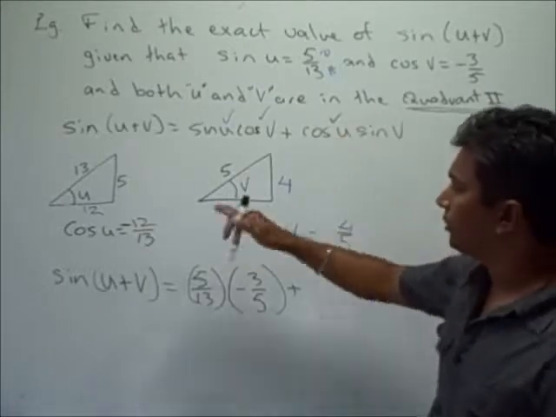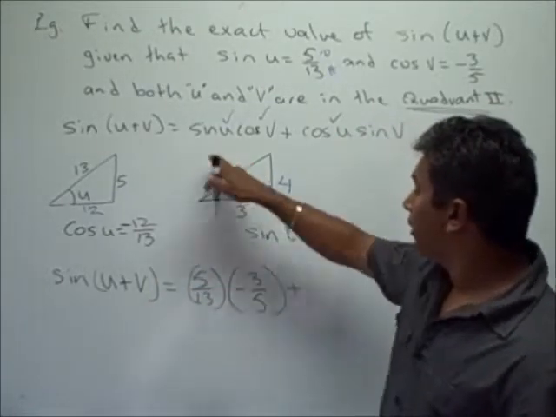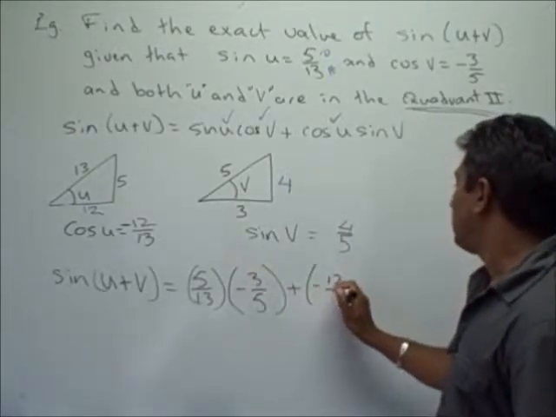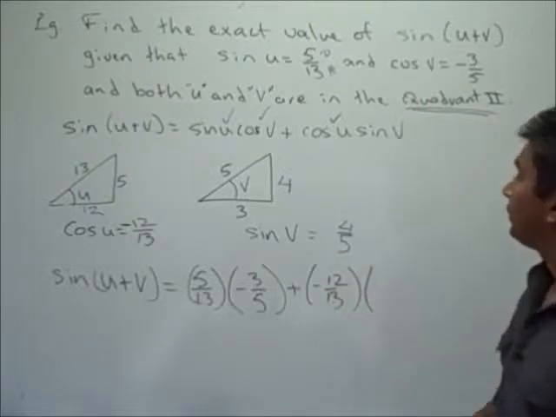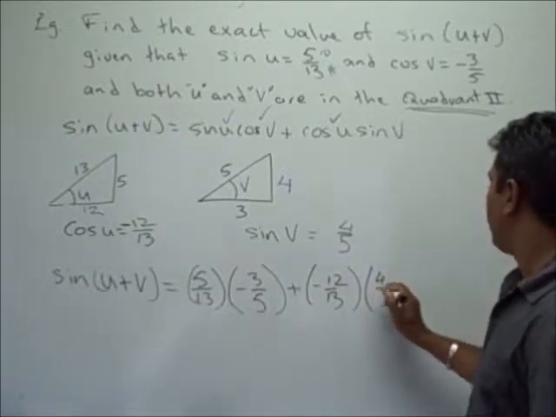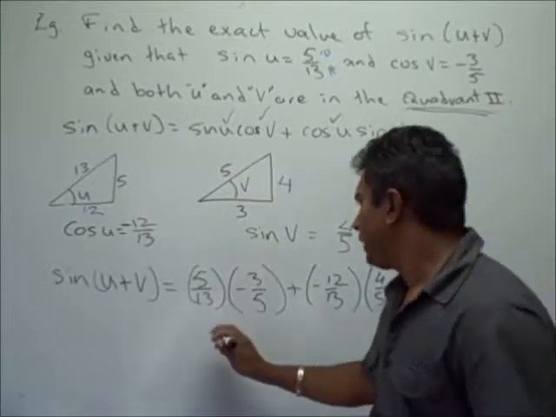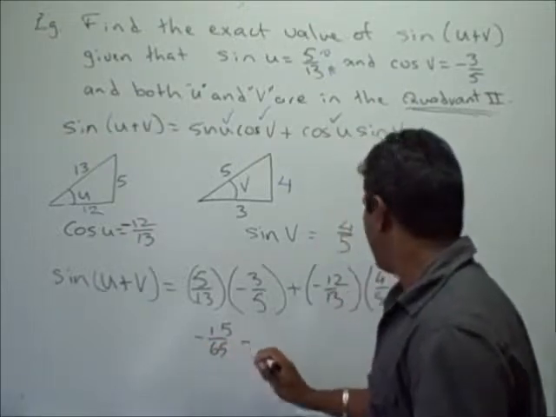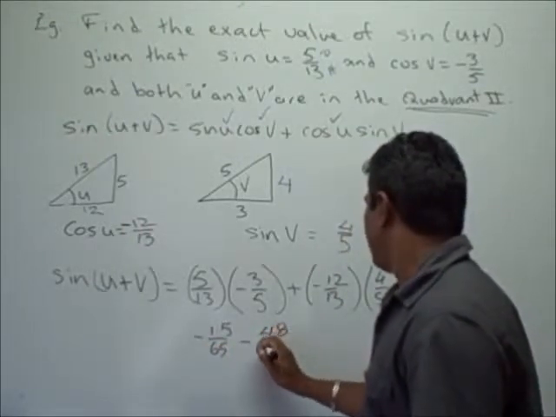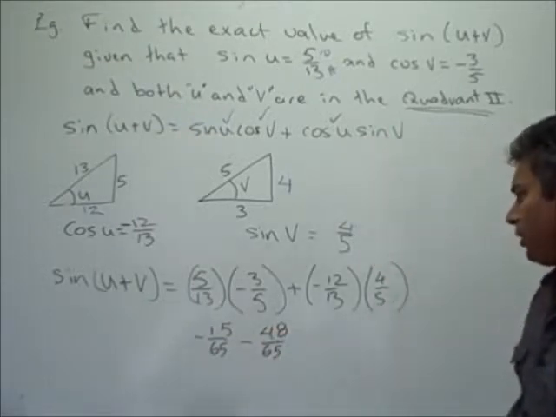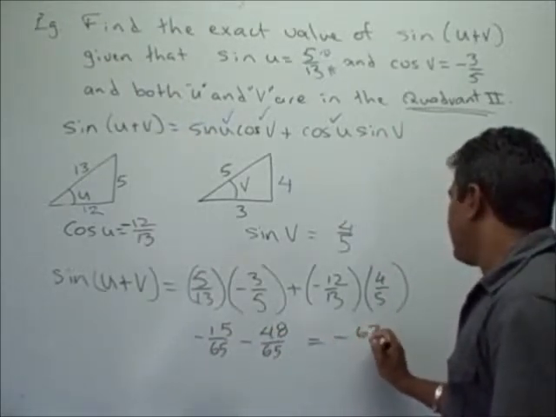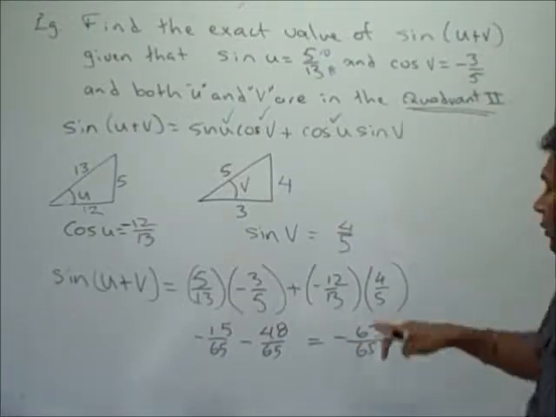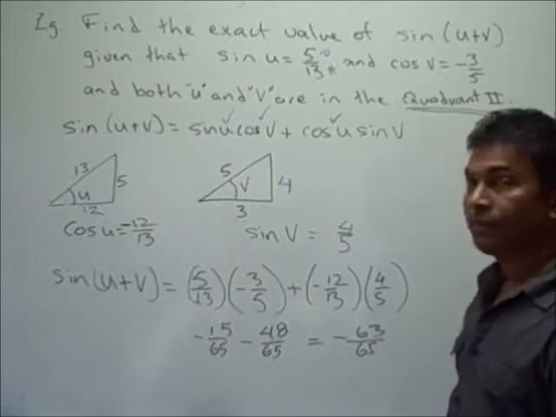So now it's just a matter of filling this in. We have sine of u plus v equal to sine u times cosine v plus cosine u, which is negative 12/13, times sine v, which is 4/5. So here we have negative 15 over 65 minus 48 over 65, which gives us negative 63 over 65. So the sine of u plus v is equal to negative 63 over 65.